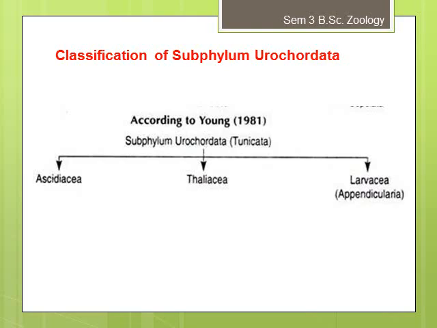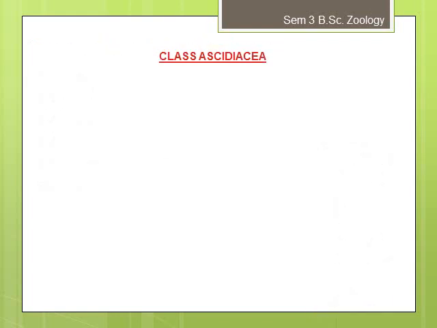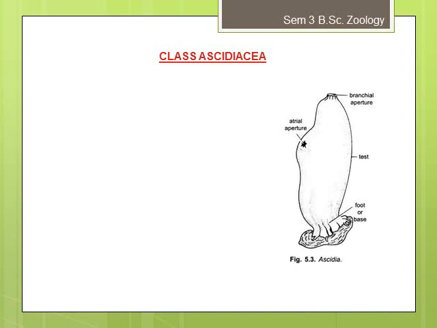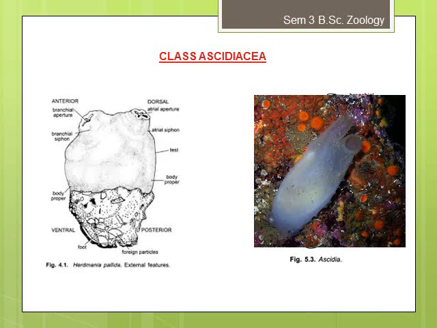So we'll be looking into the presence of apertures and all. Now the class Ascidiacea, you can see the example. So this is Ascidia which we have already seen, and this is the real photograph. So you can see the branchial aperture and the atrial aperture over here. It is very clearly seen, with a very thick protective covering. This is the branchial aperture and this is the atrial aperture. And here you can see it is fixed onto the substratum, a rocky bottom surface of an ocean.